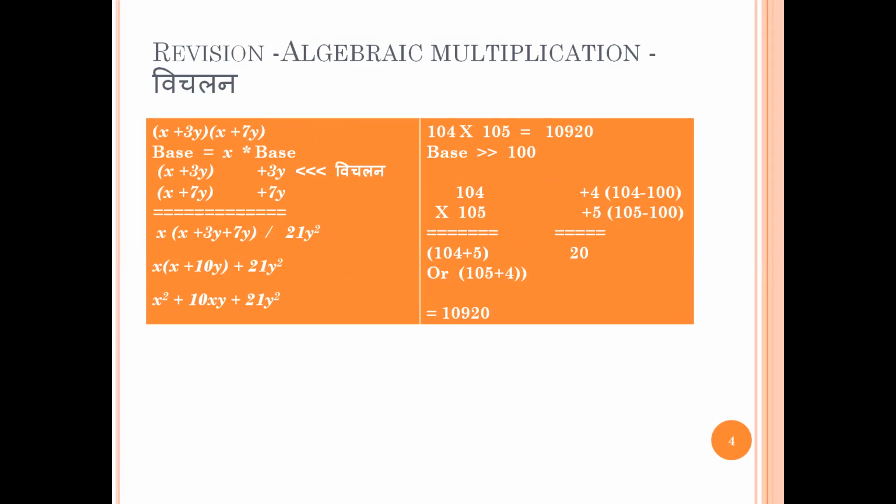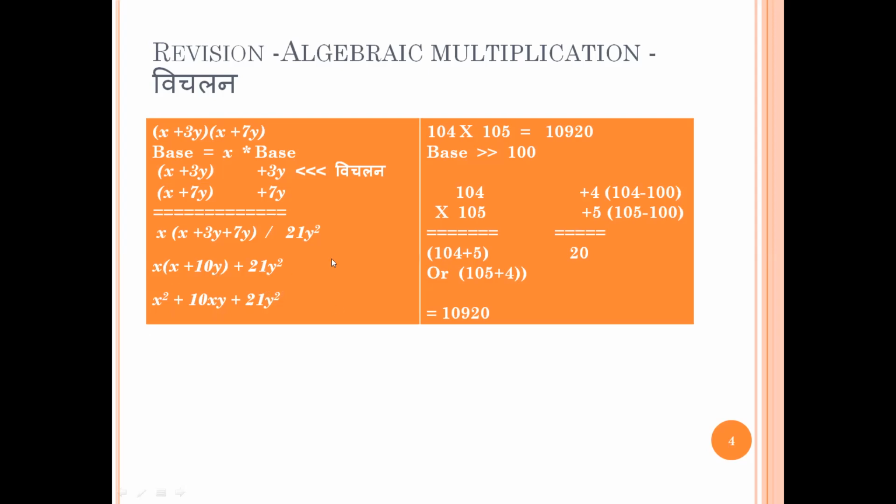We also studied the algebraic multiplication based on x plus 3y, x plus 7y. The base is x times the base, whatever the value may be, because x could be 10, x could be 100, x could be anything. So we just did x plus 3y, x plus 7y. We multiply 7 into 3, 21y square. Then cross addition, 3y plus 7y or 7y plus 3y. So it becomes x plus 10y. Into the left portion only, multiply by the base, that is x. So x into x is x square plus 10xy plus 21y square.